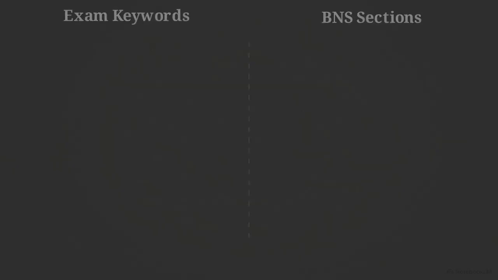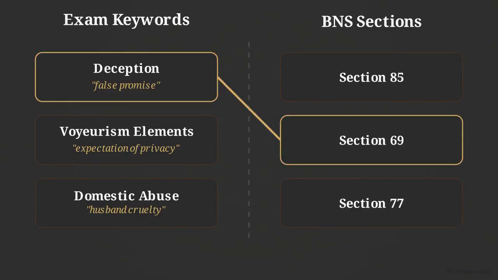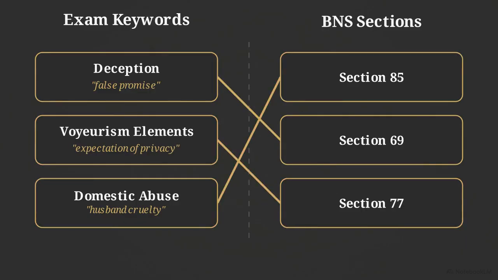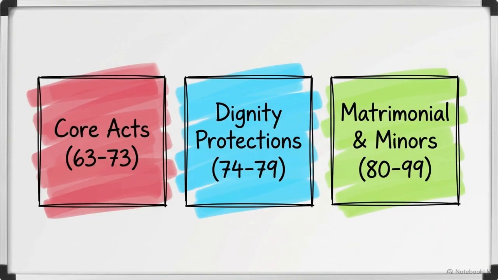To consolidate these shifts, associate your exam keywords with their new sections. Link false promise to Section 69, expectation of privacy to Section 77, and husband cruelty to Section 85. This cheat sheet maps out the entire chapter. The code is organized into 3 blocks: sexual offenses from 63 to 73, harassment and modesty from 74 to 79, and marriage and child protections from 80 to 99.